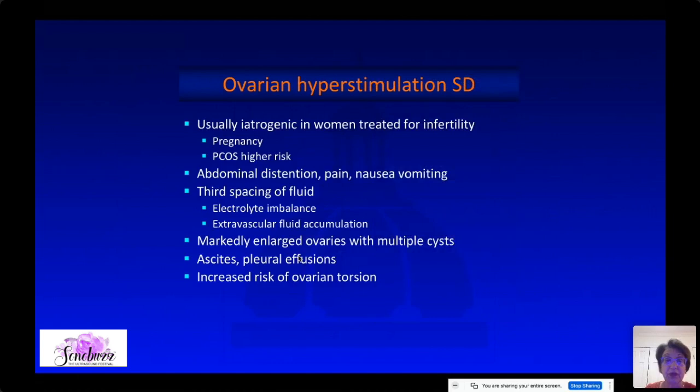So usually iatrogenic patients, or patients who have polycystic ovarian syndrome, are at higher risk. And these patients can get into trouble, not just because of abdominal pain and distension, but they oftentimes have third spacing of fluid, they can have electrolyte imbalance, they can have extravascular fluid accumulation. And the ultrasound findings, which I just showed you: markedly enlarged ovaries with multiple cysts, ascites, and also look for pleural effusions.